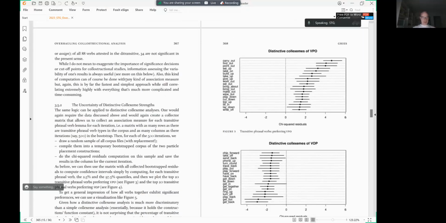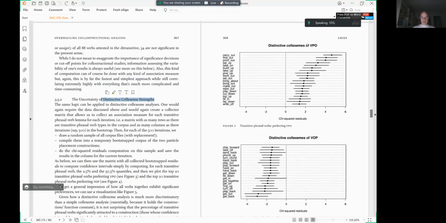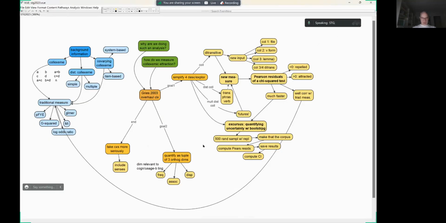And then the paper does the same for distinctive collexeme analyses. So it looks at the VPO constructions, it looks at the VOP constructions, and gives us the same kind of cline here. So we can really just note that this works. We can bear in mind basically that this works both for the collexeme analysis and for the distinctive collexeme analysis. So no additional notes basically are required here right now.